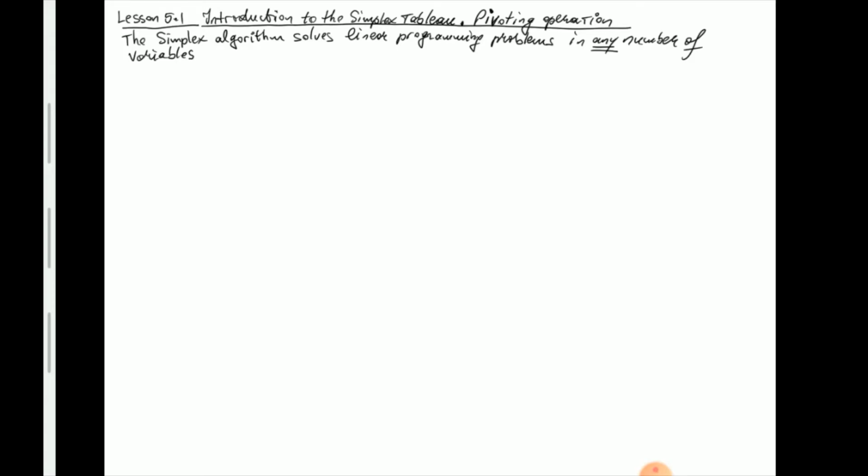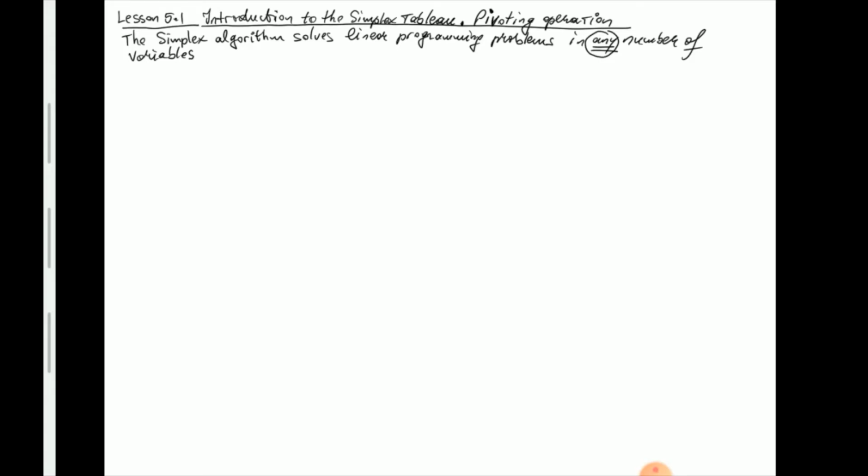So today we start chapter 5, which is about solving linear programming problems in any number of variables. That is the goal. So same type of problems that we dealt with in chapter 4. We have objective optimization problems in which you have an objective function and some number of constraints given by linear inequalities. Now, unlike in chapter 4, we focus now on problems with any number of variables and constraints.